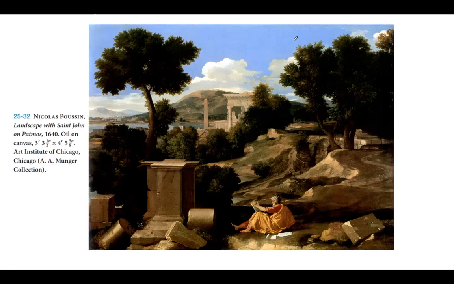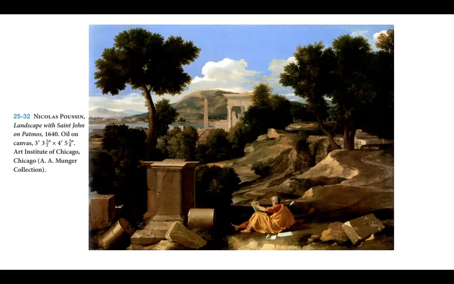So here we have St. John on Patmos. Interestingly about this painting is that it has this anachronistic landscape, trying to use a big word. So it's like out of time. You have Greek ruins and Egyptian ruins in this made up landscape. So he's trying to say something here.